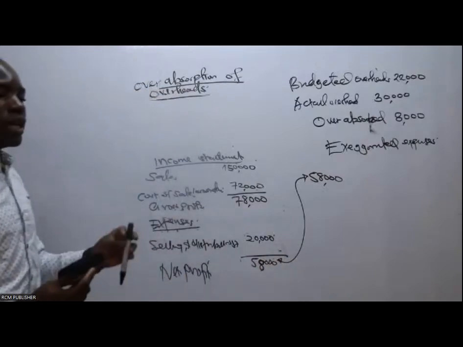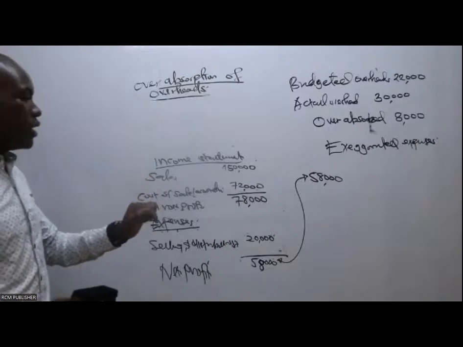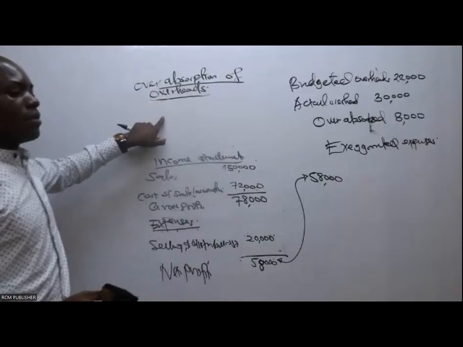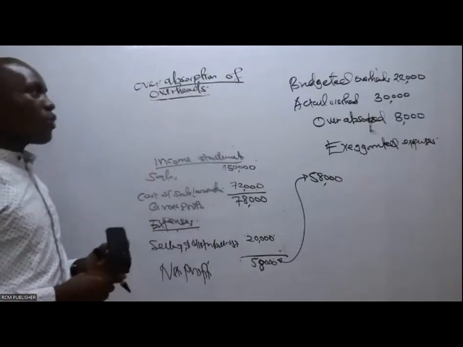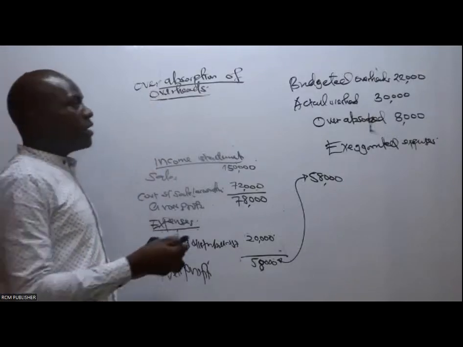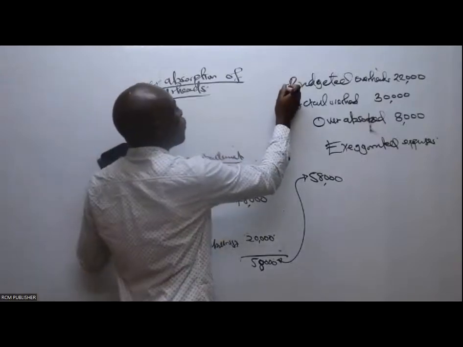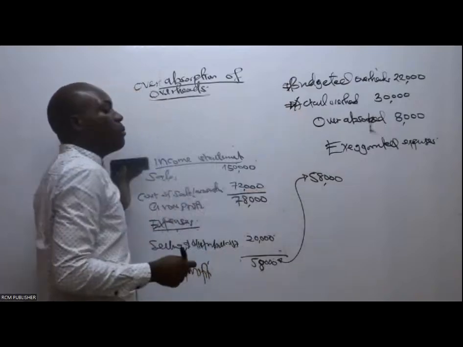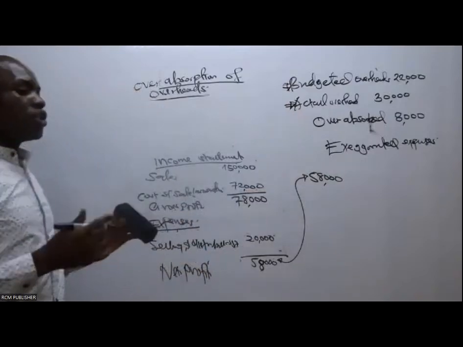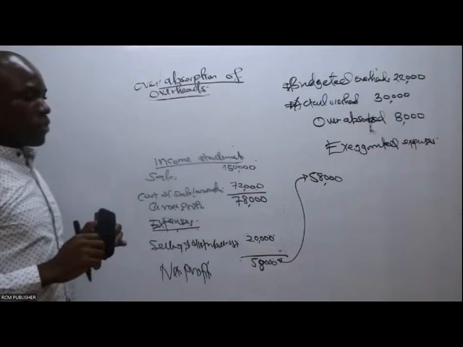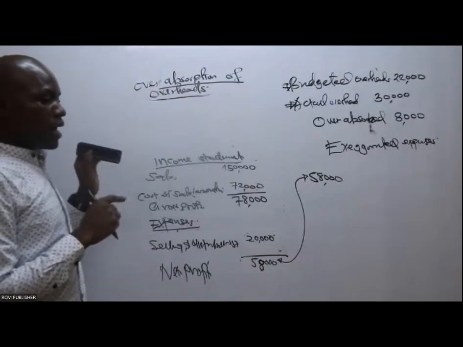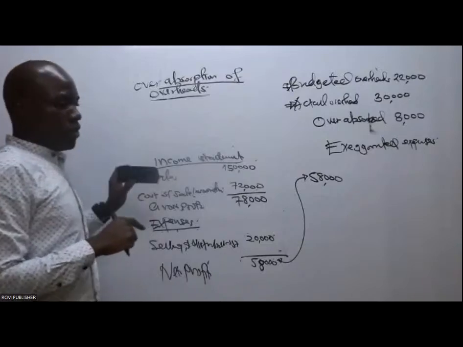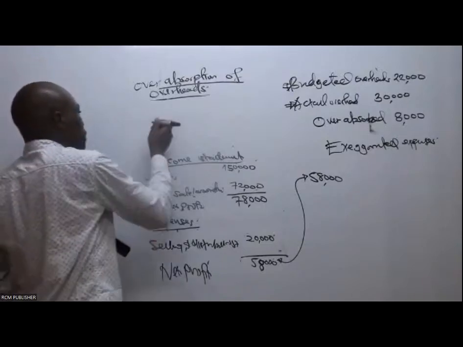So that's how we deal with it at this point. That is the over or under absorption. Now, in a question, the examiner might give you this, and then you calculate this absorbed overhead by yourself using the knowledge in topic number 5, or using what we covered in topic number 4. The reapportionment of overheads.